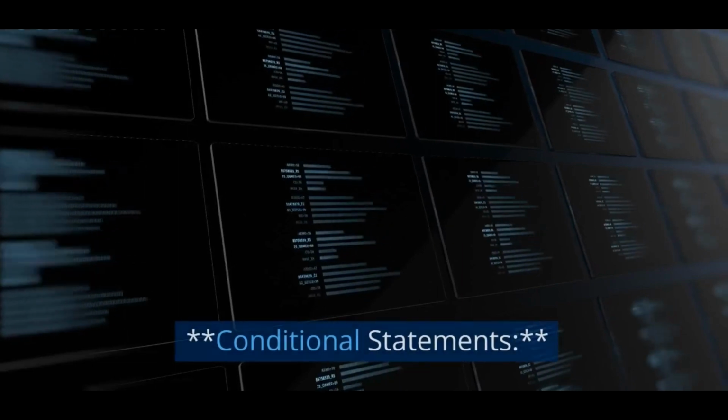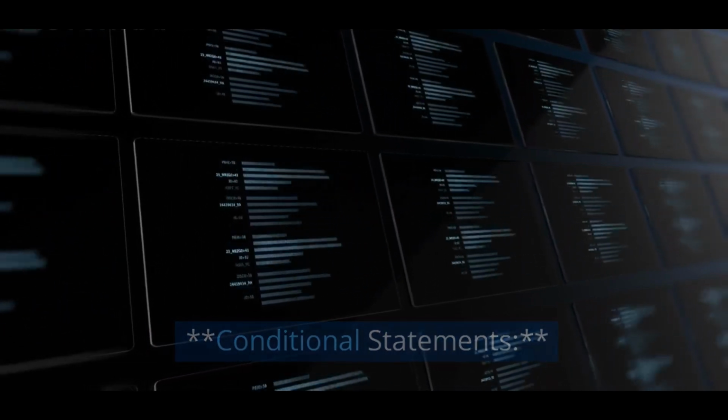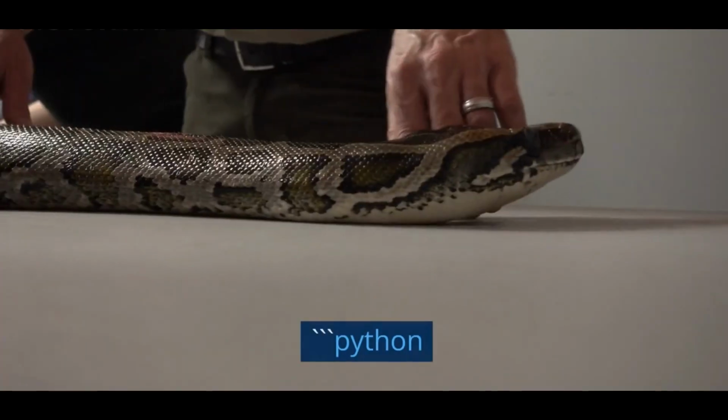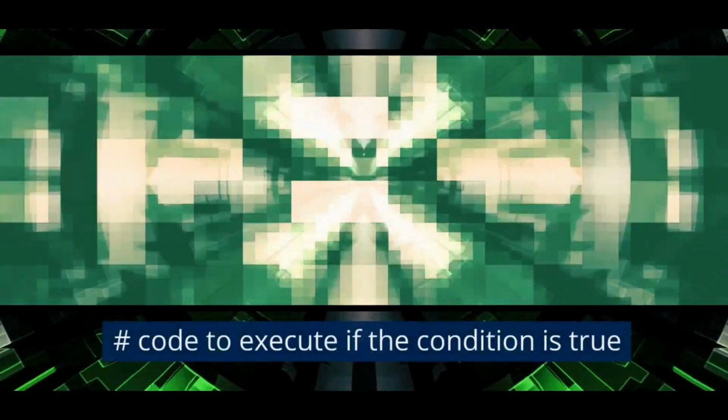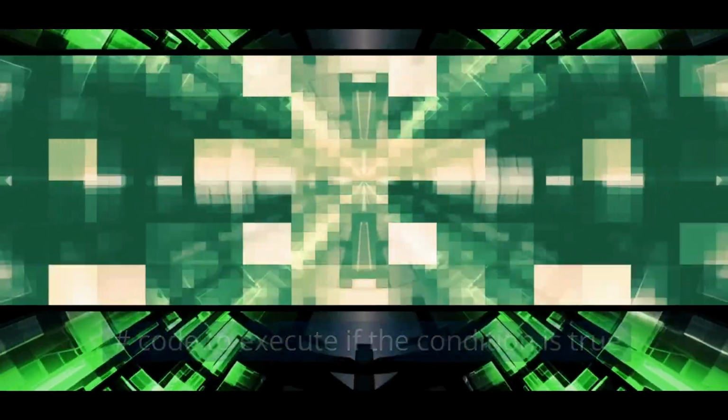1. Conditional statements. The if statement is used to execute a block of code only if a certain condition is true. Python: if condition: # code to execute if the condition is true.